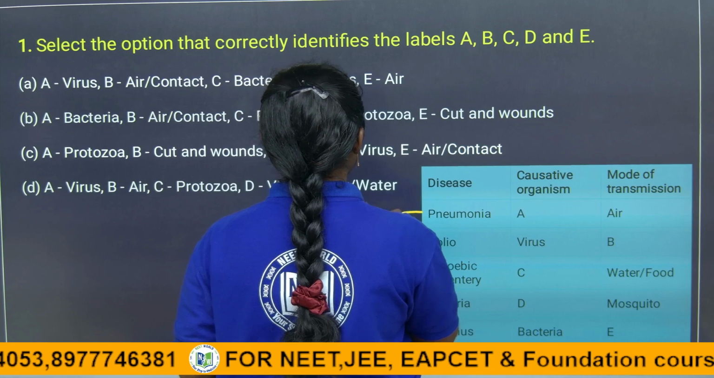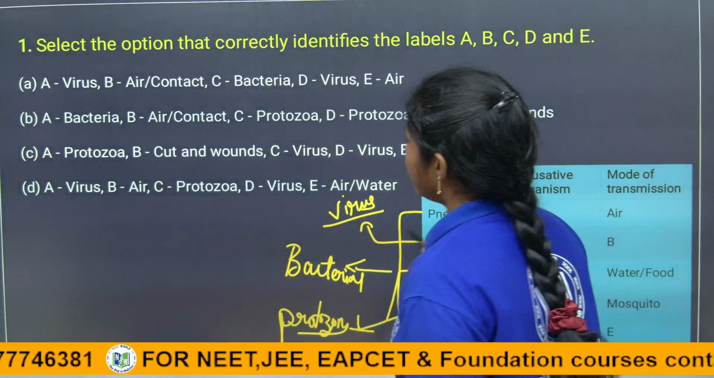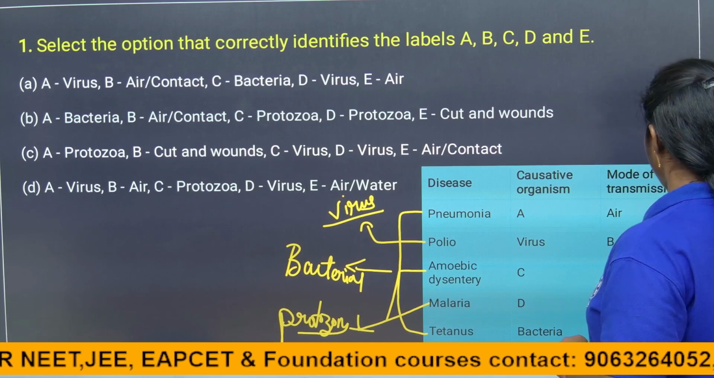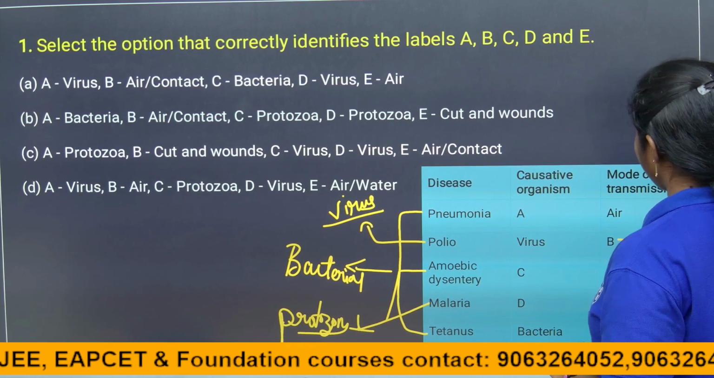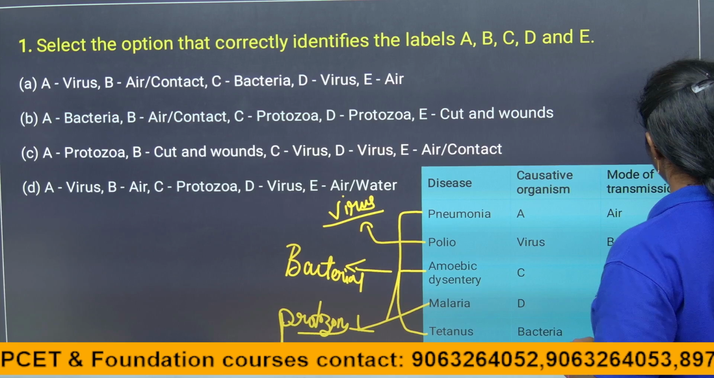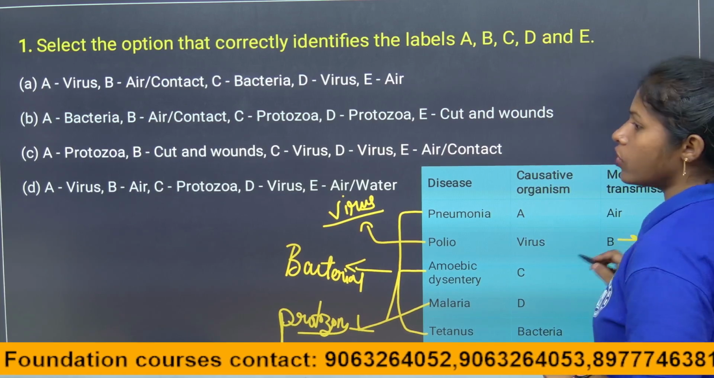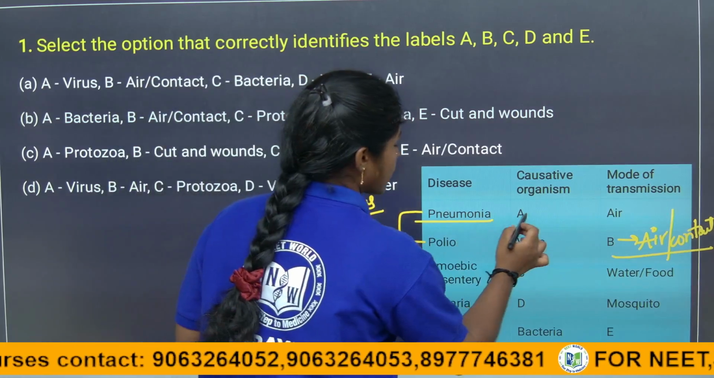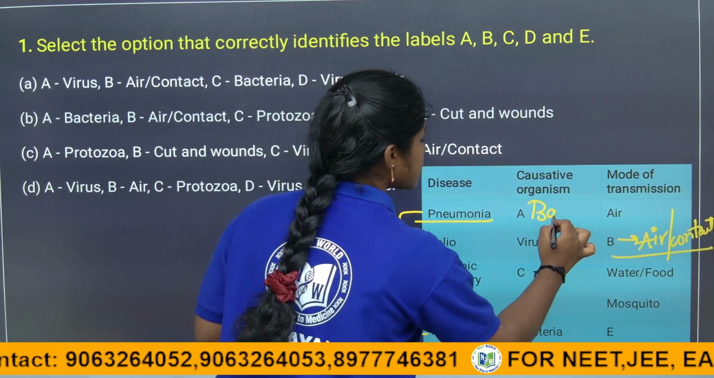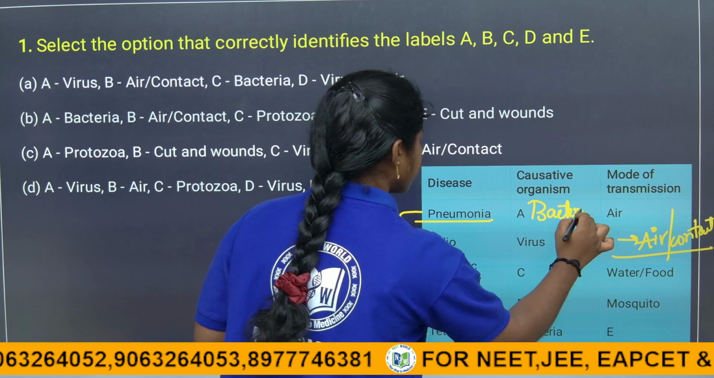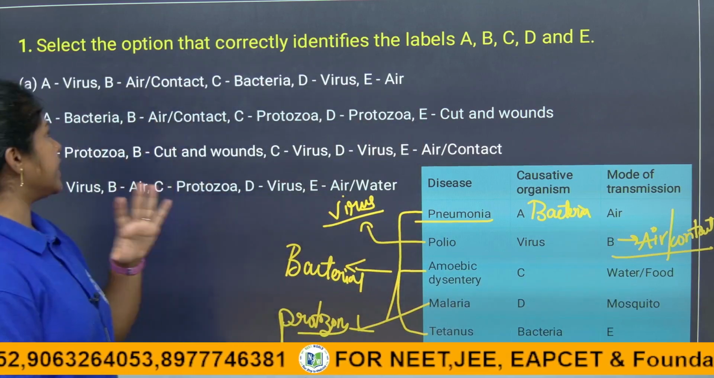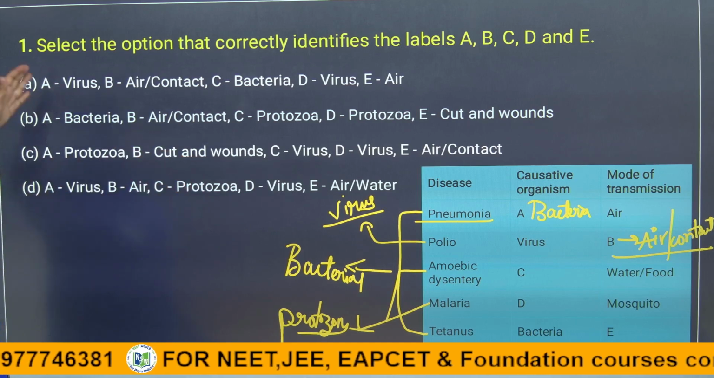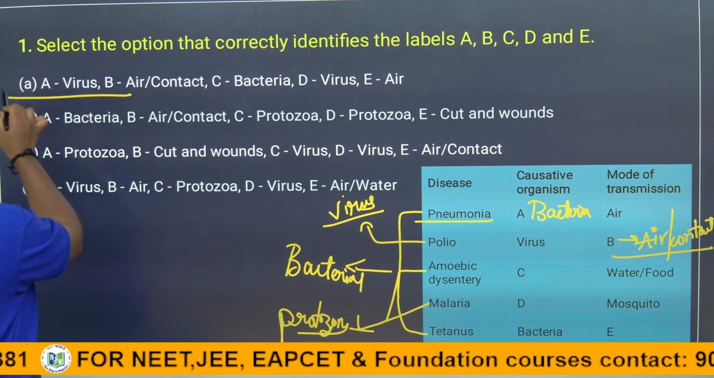Viruses can easily transmit through air and contact. So see here, pneumonia is caused by bacteria. The causative organism for pneumonia is, children, bacteria. So first, A is bacteria. So we have to eliminate options directly. We know that A is bacteria. Here A is given as virus, so it is a wrong answer.